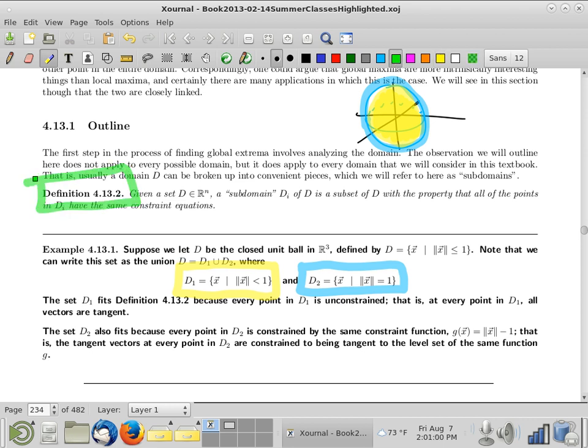Each one of these has the property that every point on each one of these sets has the same constraint equations. So let's see some specific examples. Let's look at, say, a point somewhere in the interior. Well, at that point, there's no constraints. You can move in any direction you want. Any one of those directions could be a velocity vector. So no constraints at all. Every point in this set has that feature, that there are no constraints. So, subdomain.